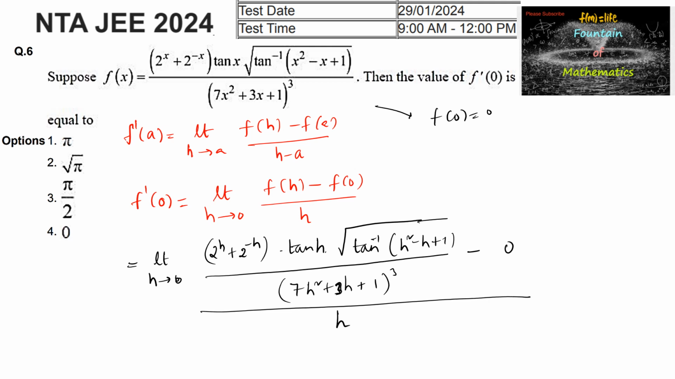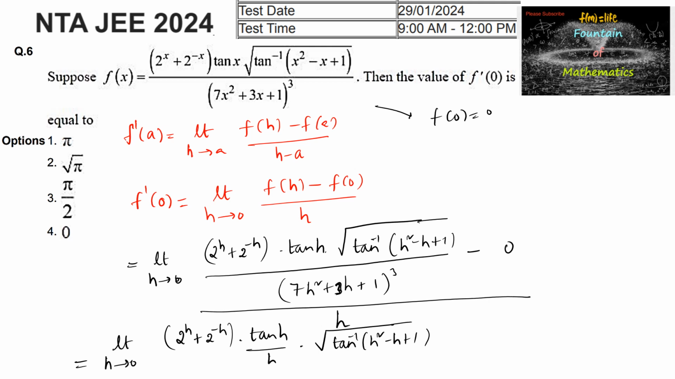So we can also write it as limit h tends to 0, 2 power h plus 2 power minus h into tan h upon h into root of tan inverse of h square minus h plus 1 into 1 upon 7h square plus 3h plus 1 whole power 3. And we know that limit h tends to 0, tan h upon h value is 1. And the remaining you can substitute the limit.